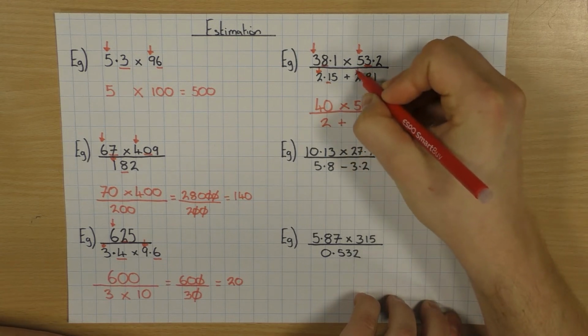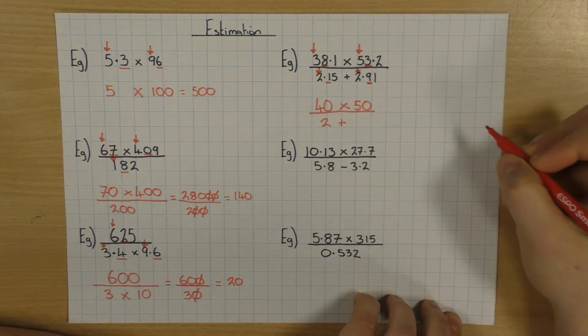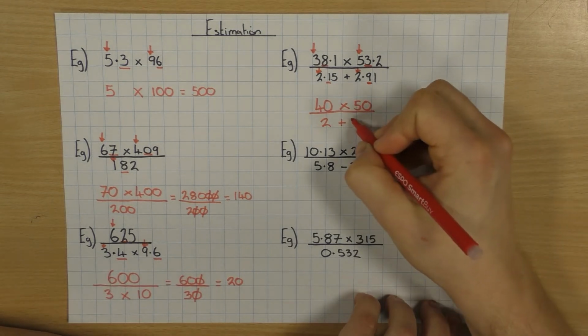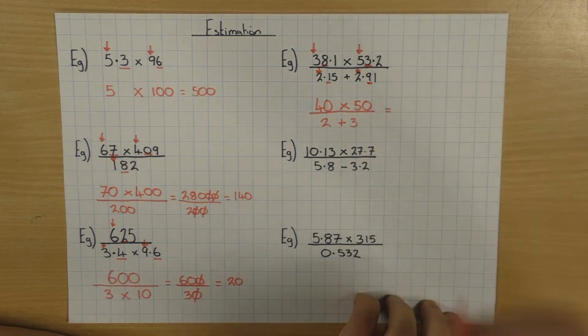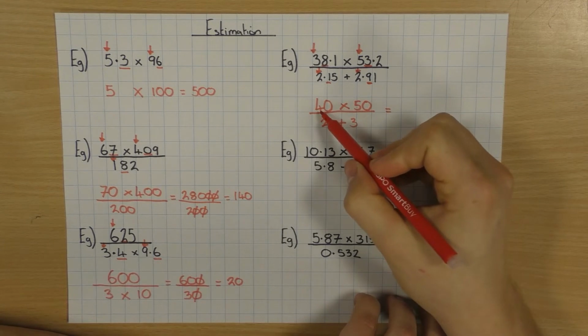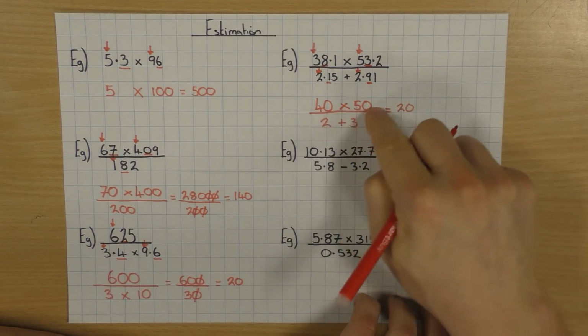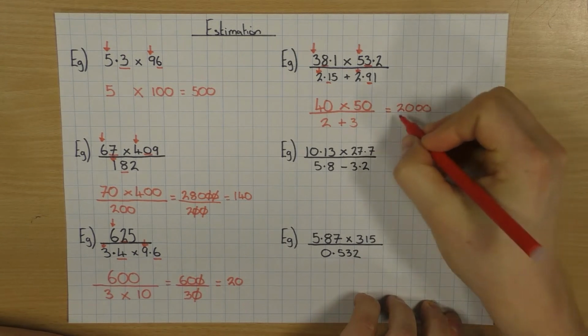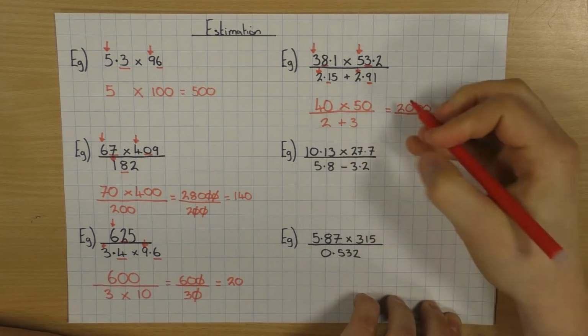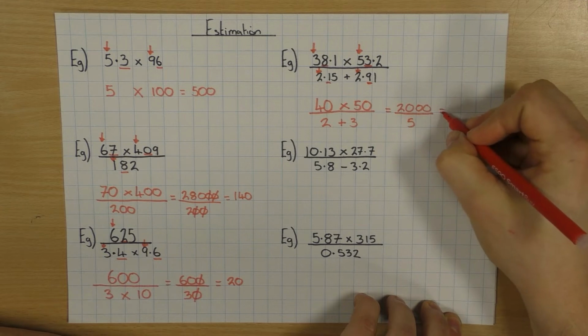Plus, and again, 2 is the first significant figure, but this time 9 tells me to round up, so that becomes a 3. Again, 4 times 5 is 20. Then I've got my 2 zeros, so I put my 2 zeros on. And then 2 add 3 is 5.